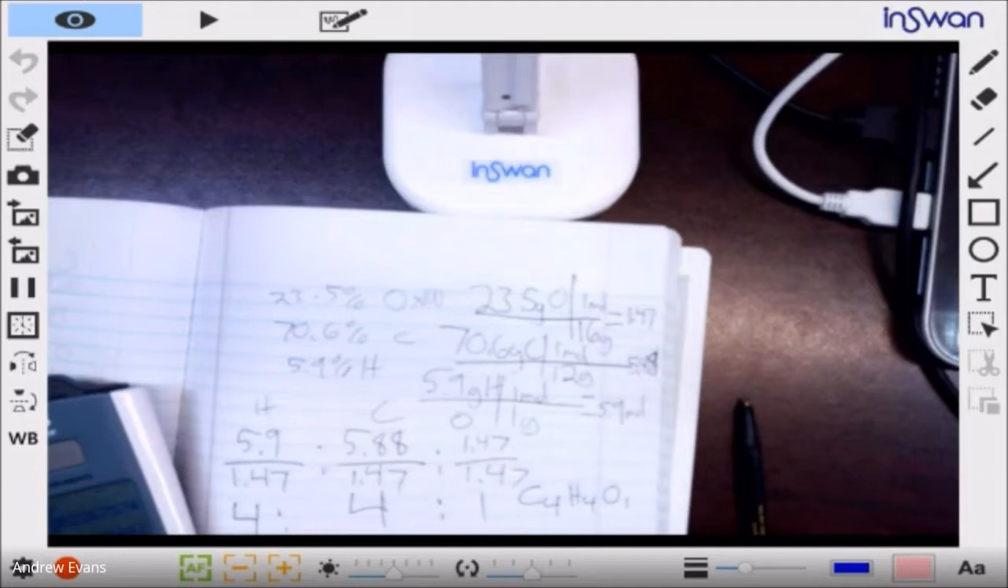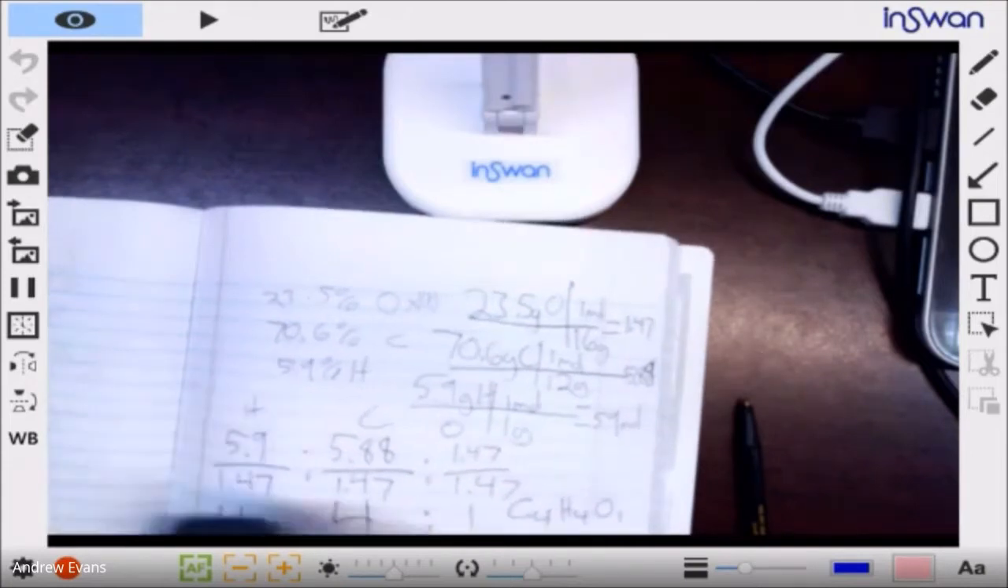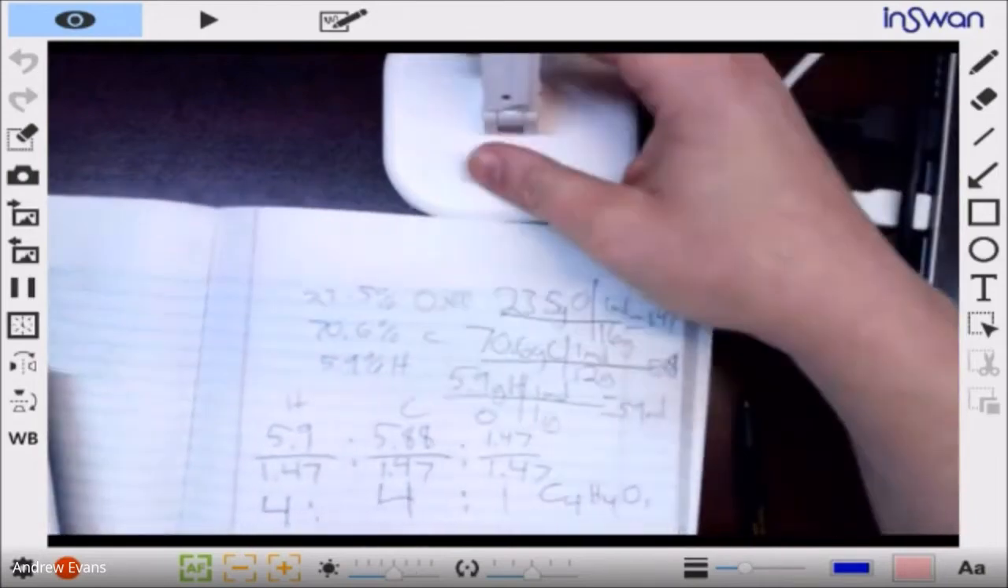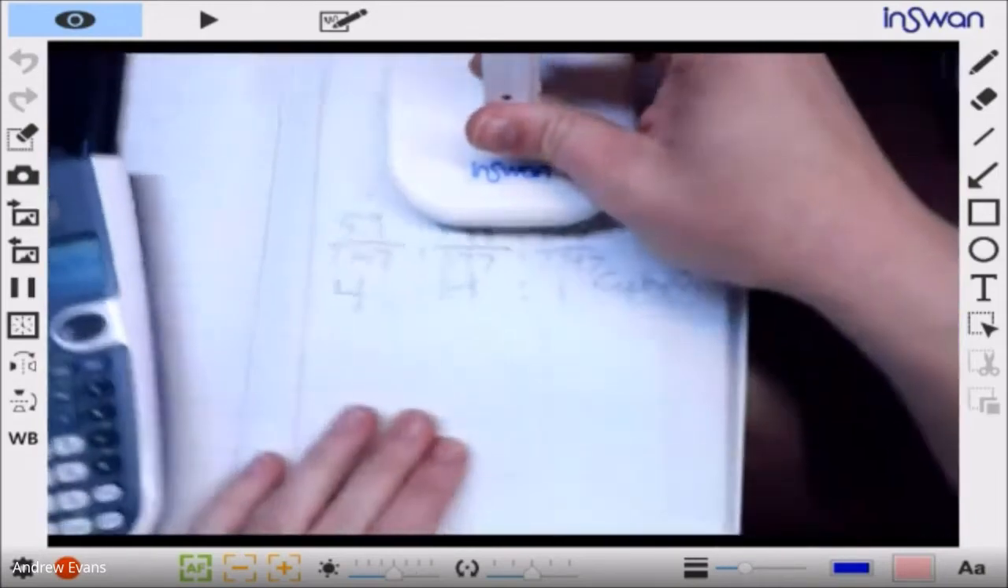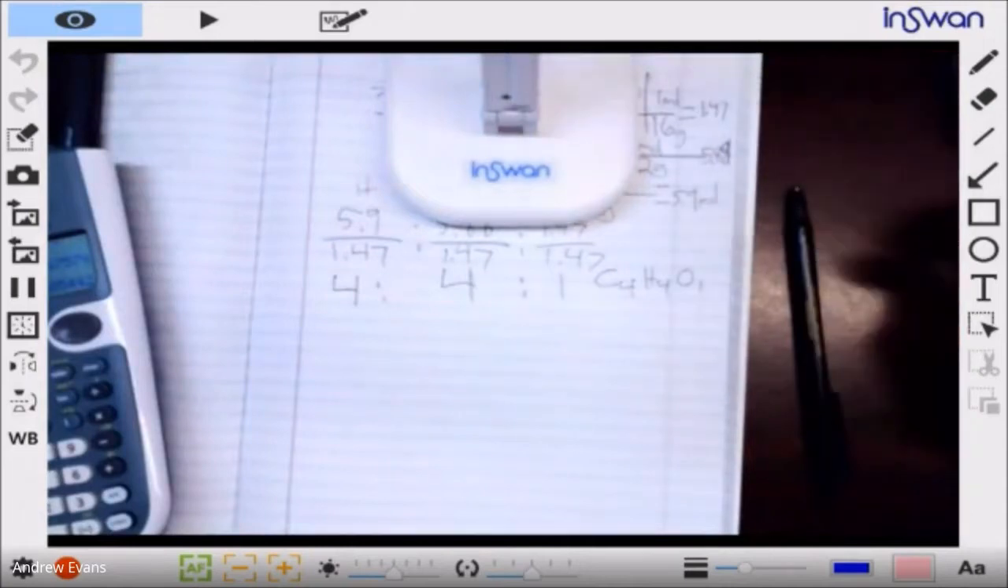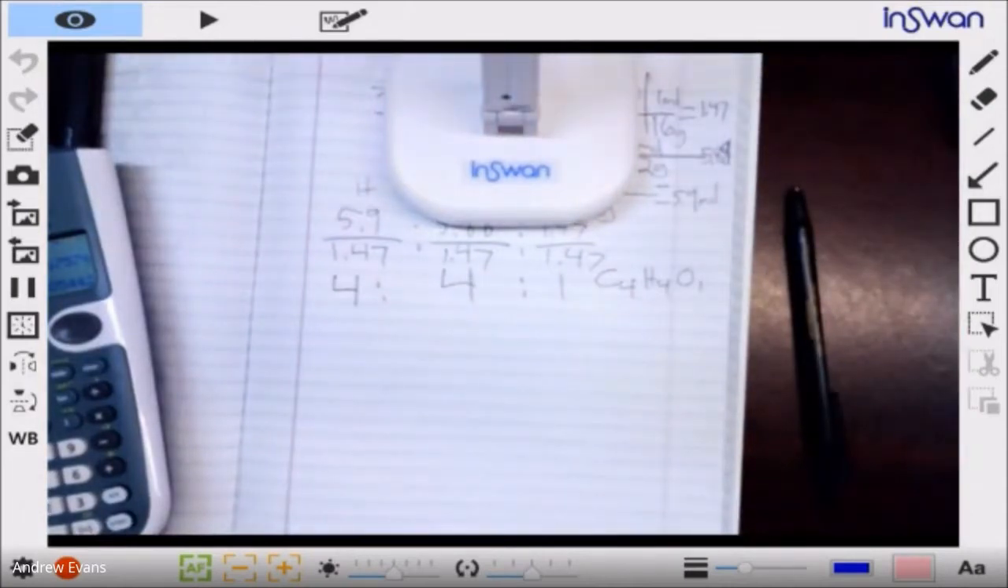So what did I do? I turned percent mass to grams. I turned grams to moles, and then I just found the simplest whole number ratio of moles to moles. The only real part that's different from any other math problem in this chapter is moles to moles. It's the mole ratio.